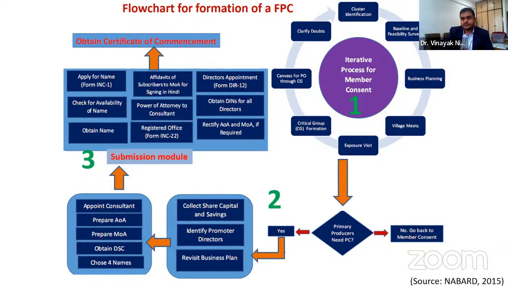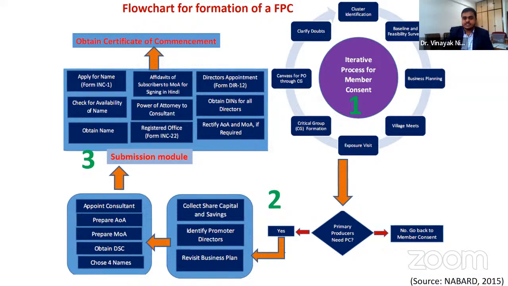If during this process we become sure that yes, these producers need an FPC, a farmer producer company, then we'll go to the next stage, where we have to prepare certain documents. Here we'll also collect the share capital and savings from the members. We'll identify the promoter directors and revisit the business plan. The preliminary business plan we made earlier will be modified. Two important documents related to farmer producer companies are the articles of association and the memorandum of association.